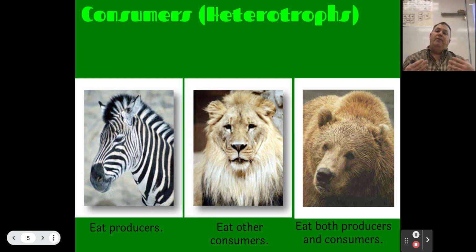Now, if we move away from those primary producers, those autotrophs, the next major group is referred to as the consumers, those that are consuming the energy produced by these green plants.